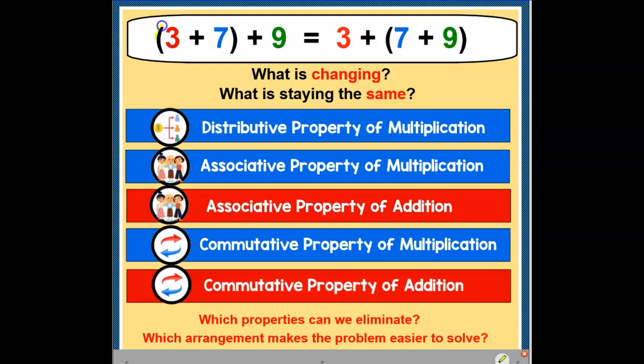So in this example, I can see that my numbers are all staying the same order, 3 plus 7 plus 9. On the other side, 3 plus 7 plus 9. I see that my parentheses or my grouping is what is changing. When I change my grouping, then I am talking about the associative property. So I can narrow it down to these two examples.